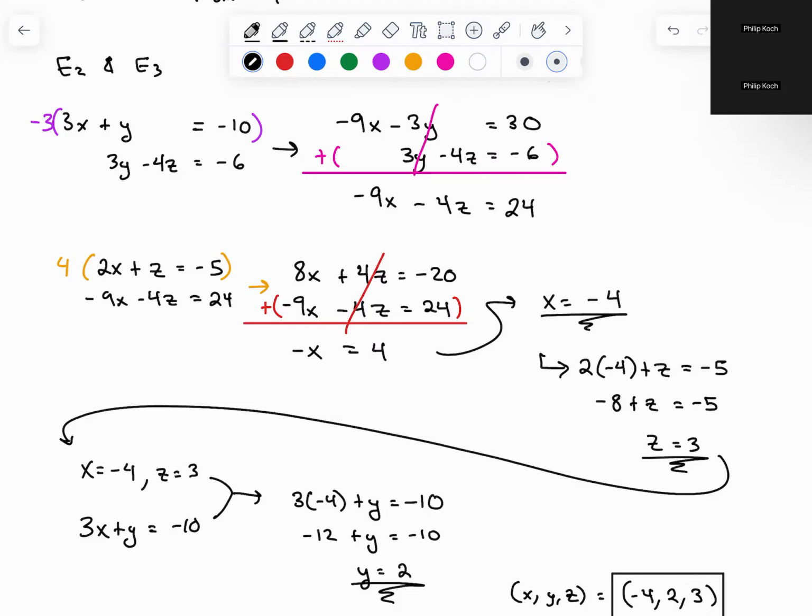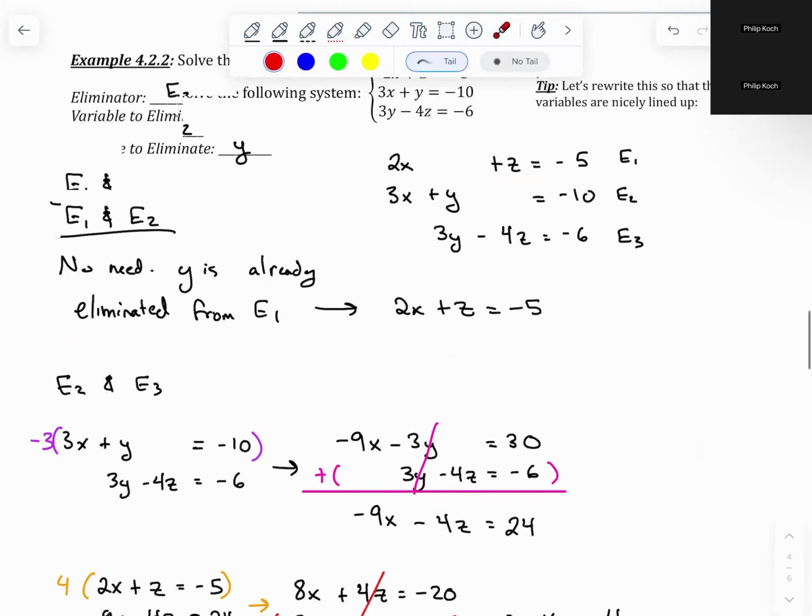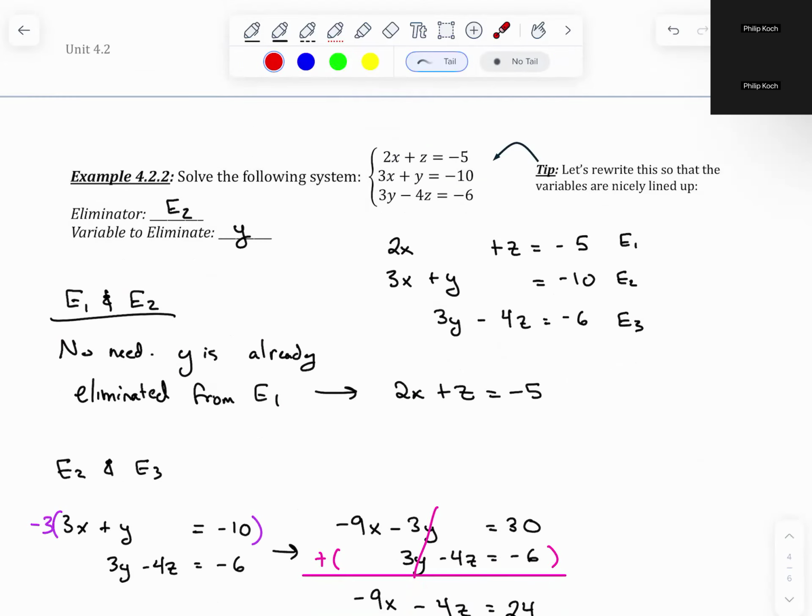And then I decided to plug it into the first equation of the baby system. It wouldn't be wrong to use the bottom one, but the top one's easier to work with. So I get -8 plus z is equal to -5, so z is equal to 3. And then we kind of have an interesting choice. We're trying to solve for the last variable, which is y. And you can't solve for y in the first equation. There's no y to solve.